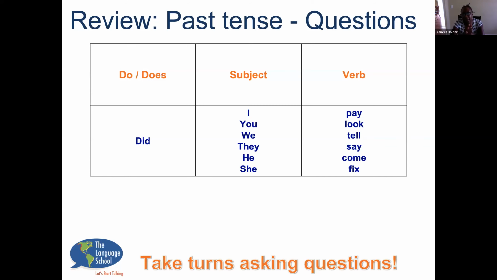So, did you fix your bike the last time it broke down? Yeah, I fixed my bike. Fixed. Good. When you last had a flat tire. Yeah. Excellent.